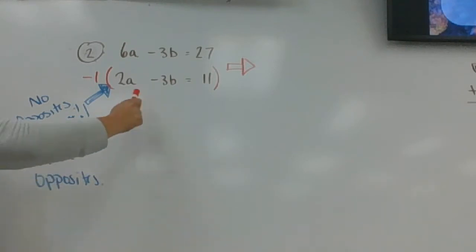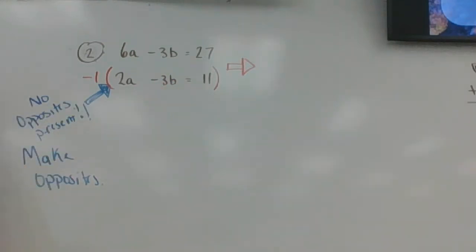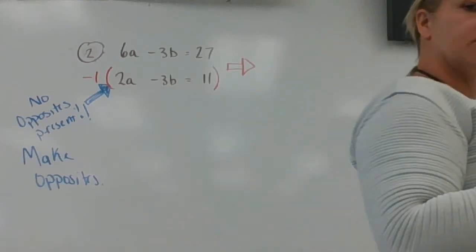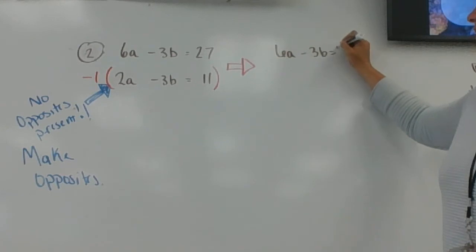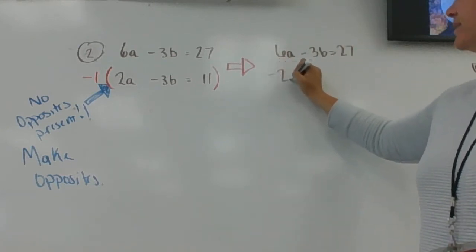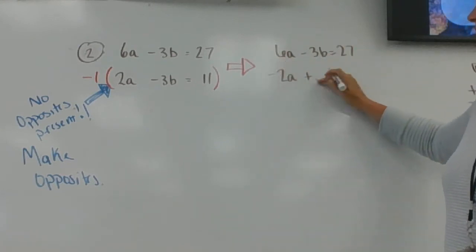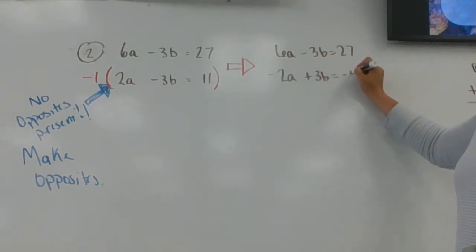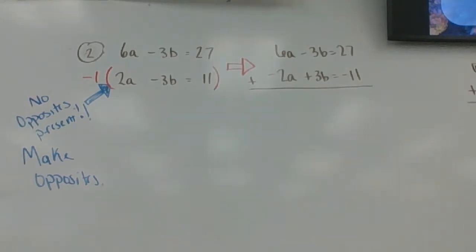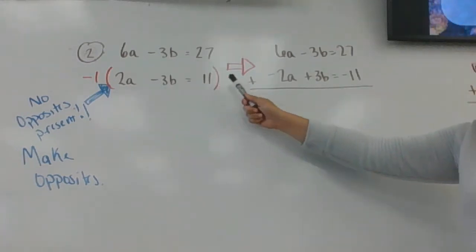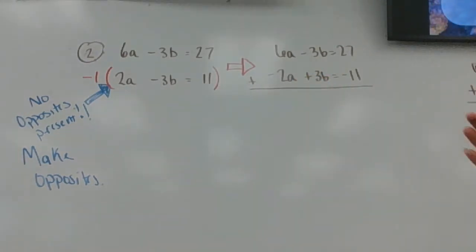And as long as you do it on the left and the right side of the equal sign, it's still the same equation following the rules of algebra. So the top stays the same. And the bottom becomes -2a plus 3b equals -11. So if you don't have opposite signs, you can change them by multiplying -1 to one equation and changing all three signs. Now I'm going to give you guys some time now that it's set up to add down.